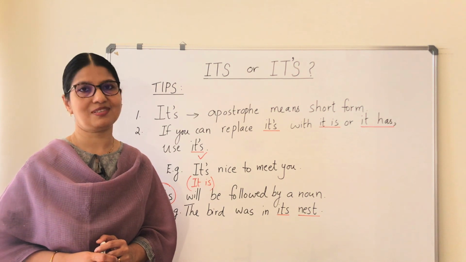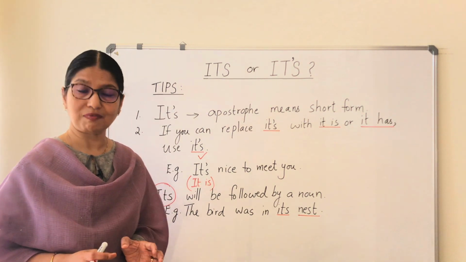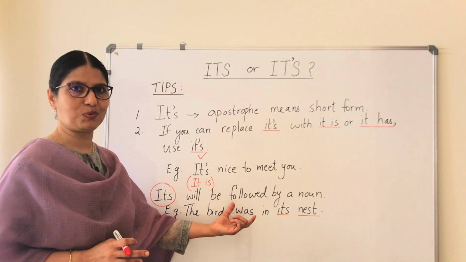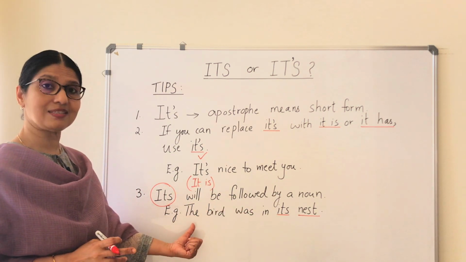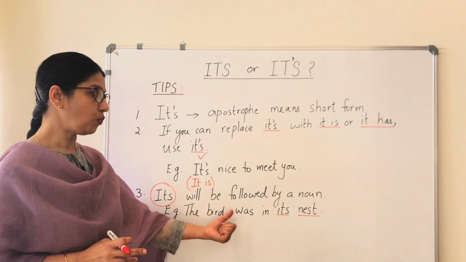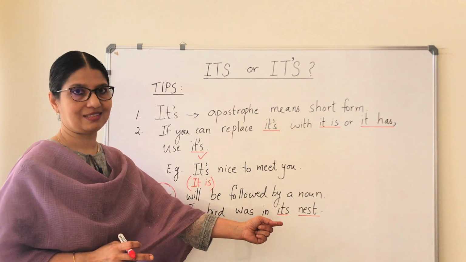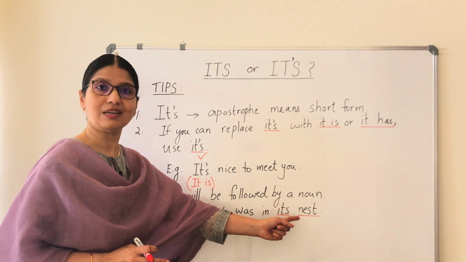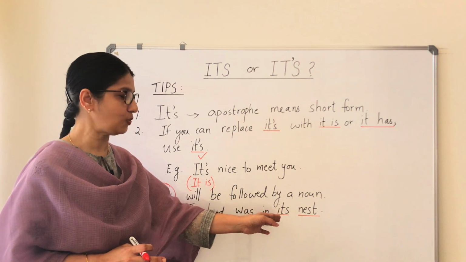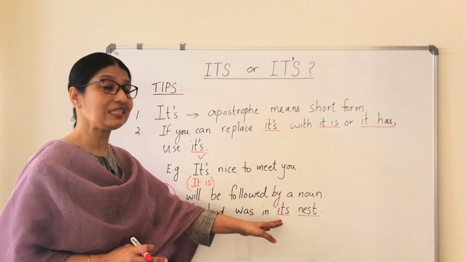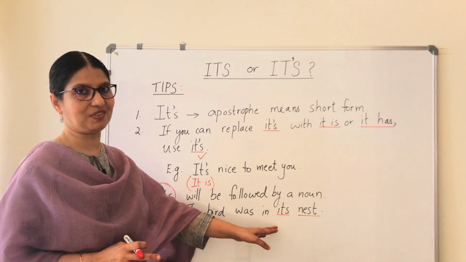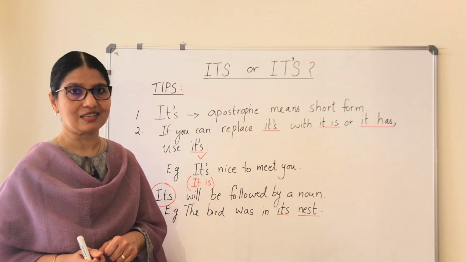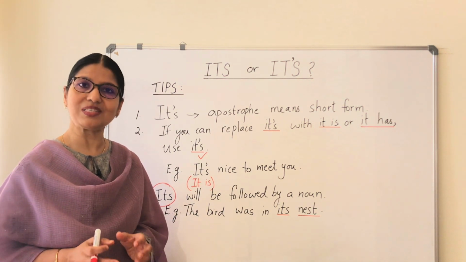And the third tip is, when we use its without an apostrophe, it will be followed by a noun. So here you can see this example. The bird was in its nest. You have its and you can see that it will be followed by a noun. So that shows the possession. So you can write its without an apostrophe. Or you say the dog chased its tail. Its is followed by tail, which is a noun.